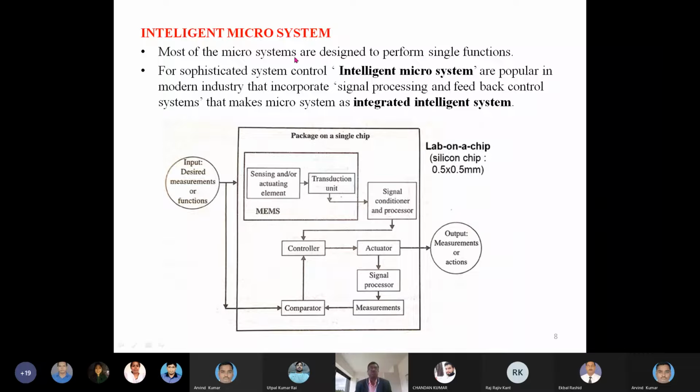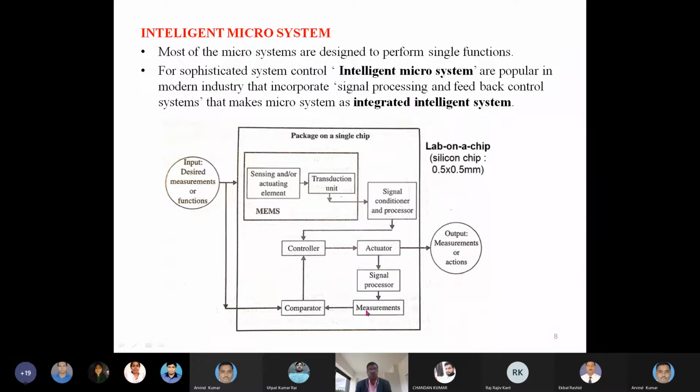Most of the microsystems are generally designed for a single function, but the intelligent microsystems become popular in the industry, which take care of many functions, and also work on closed loop control. So we have a MEMS system, and the MEMS system provides the appropriate signal to the controller, which is conditioned by the signal conditioner or processing unit, and the output signal is executed by the actuator, and the actuator produces an output measurement.